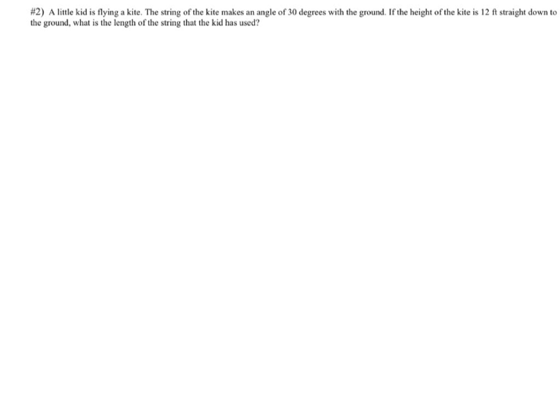All right, algebra 2, here's your second practice problem. Again, pause the video to read it. All right, so it says a little kid is flying a kite. The string of the kite makes an angle of 30 degrees with the ground.